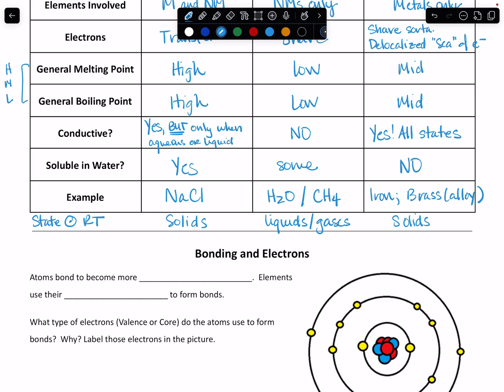So you should be able to look at the formula of a compound and know whether it's going to form ionic bonds, covalent bonds, or metallic bonds. From there, you should have an idea about what those electrons are doing. Are they being transferred? Are they being shared? And then how that impacts the melting point and boiling point, their conductivity, their solubility, their state at room temperature, and then some examples. And that's really it for our intro to bonding.